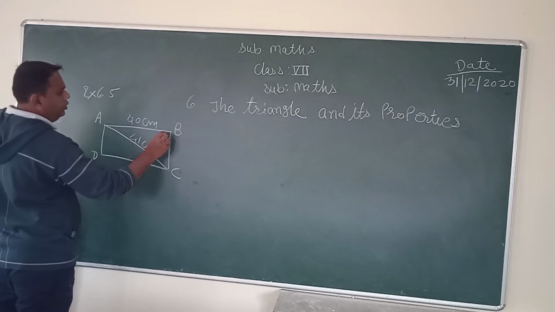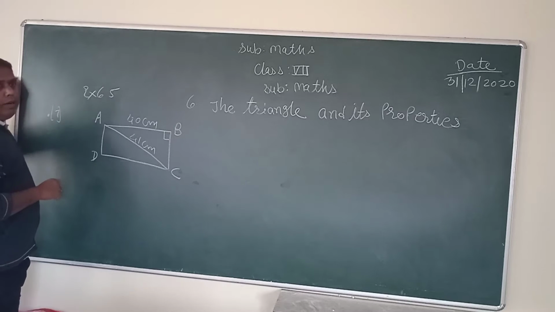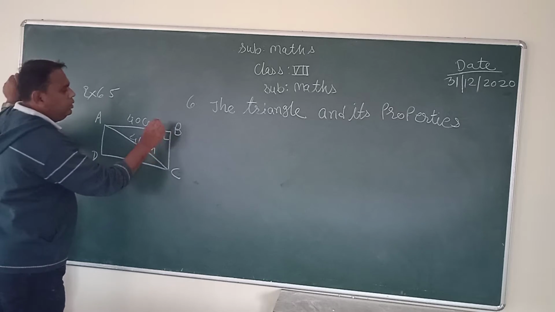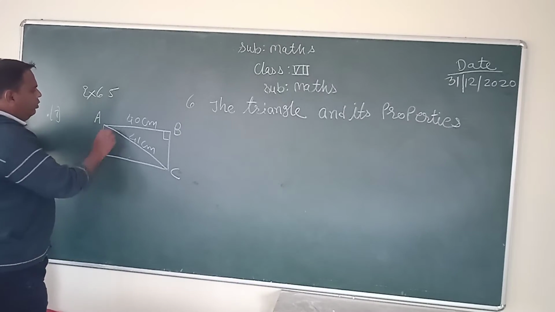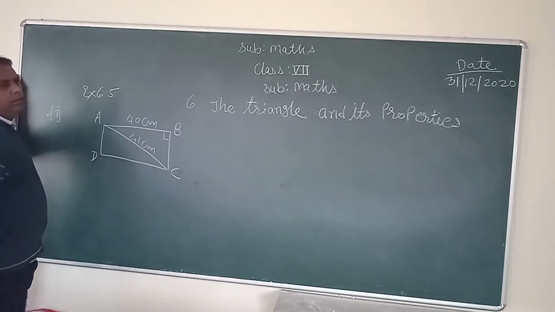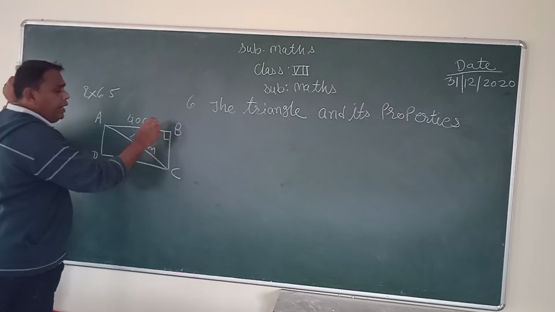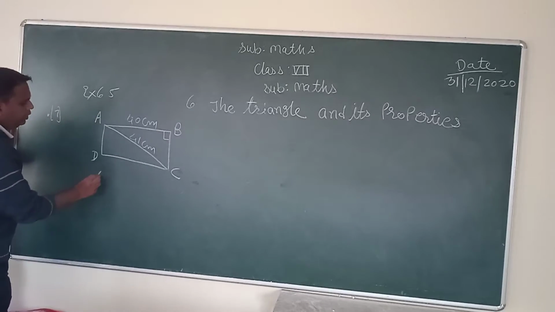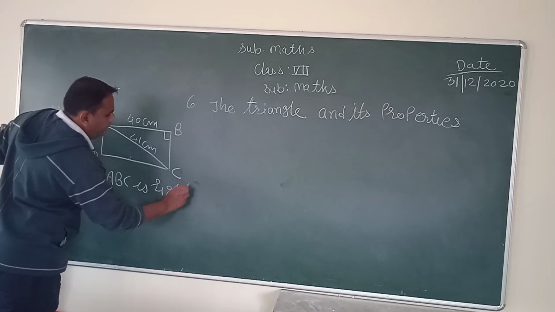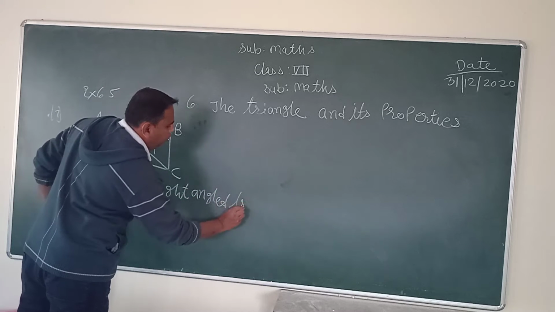We know, students, that in a rectangle each angle is a right angle. In the properties of a rectangle, each angle is a right angle. So here angle B is a right angle. So we need a new triangle, triangle ABC, and this triangle is a right angle triangle, because angle B is a right angle. So we write first: ABC is a right angle triangle.